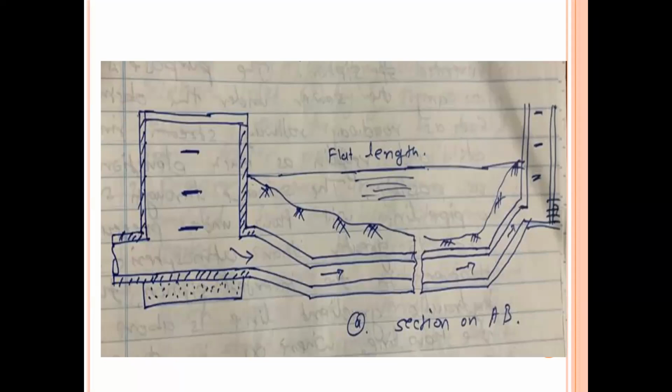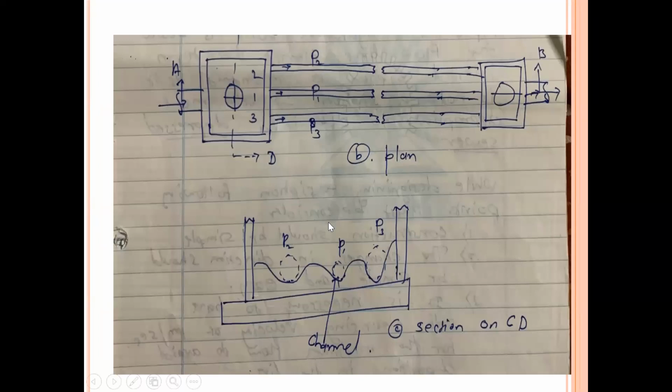Okay, this is the AB section. I will explain it properly. Now here is the plan. Until you understand both, you will not understand it better. Okay, draw it. Draw both these figures.